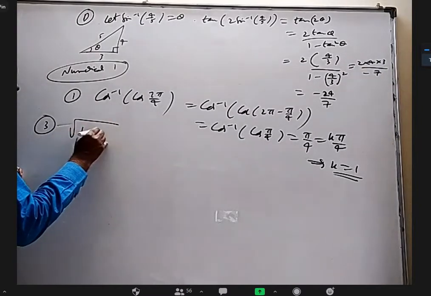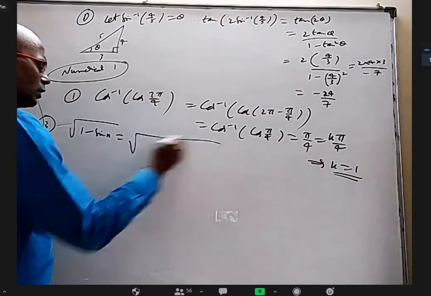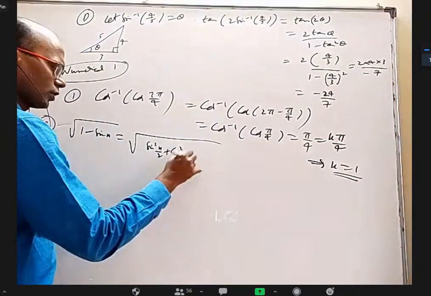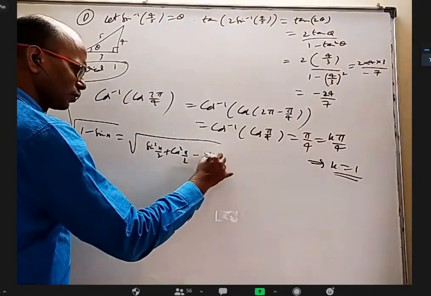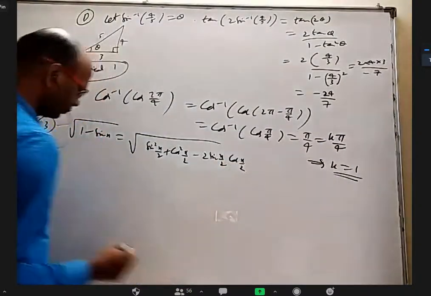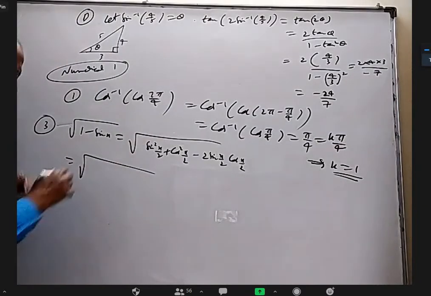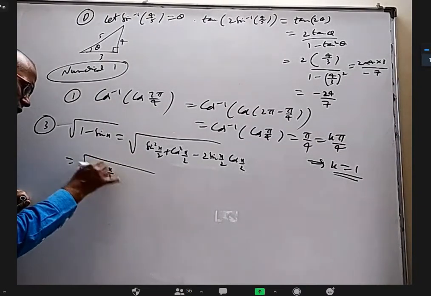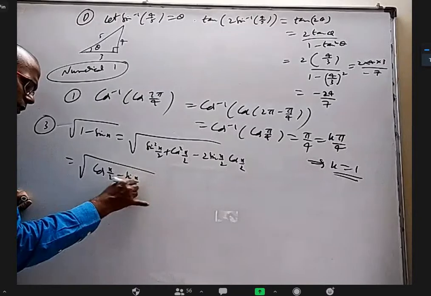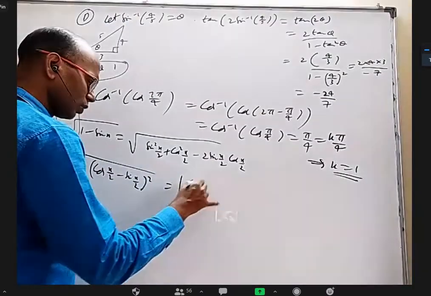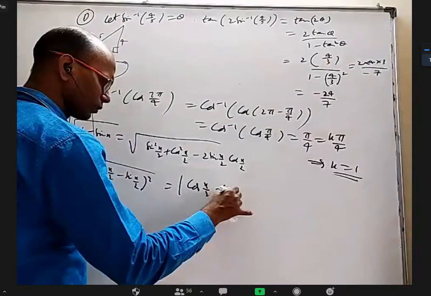Root over 1 minus sin x, I can write sin square x by 2 plus cos square x by 2 minus sin x, I can write 2 sin x by 2 cos x by 2. A square plus b square minus 2ab, I can write a minus b whole square. So I will write cos x by 2 minus sin x by 2 whole square. You can write the reverse also, which is mod cos x by 2 minus sin x by 2.